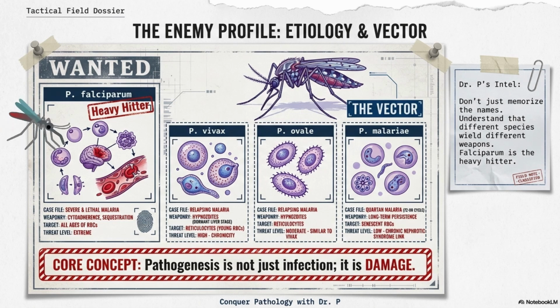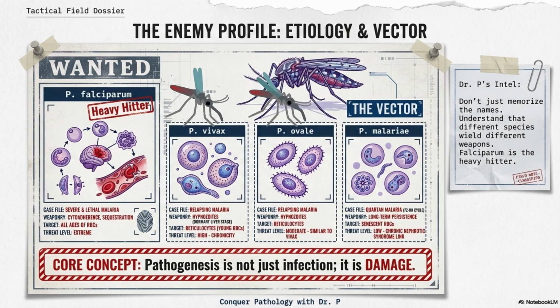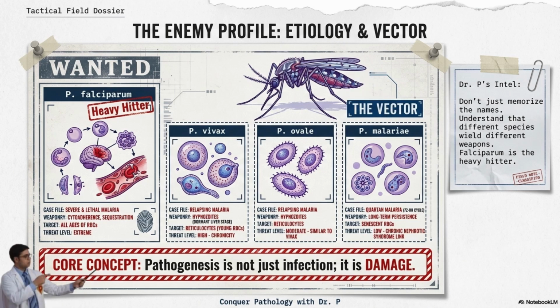P. falciparum, this is the heavy hitter. It targets all ages of RBCs and causes the most severe damage. P. vivax and P. ovale, these have a trick up their sleeve. Hypnozoites. These are dormant forms in the liver that cause relapses. And P. malariae, this plays the long game linked to chronic nephrotic syndrome. But remember the core concept. Pathogenesis is not just infection, it is damage.